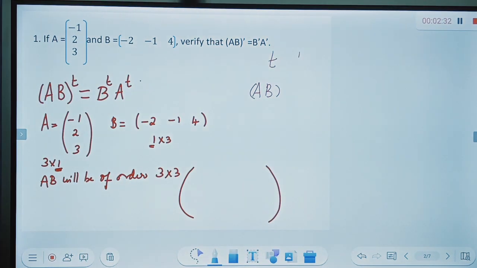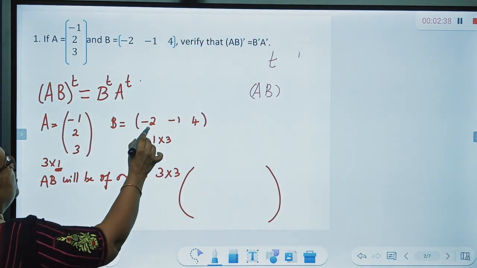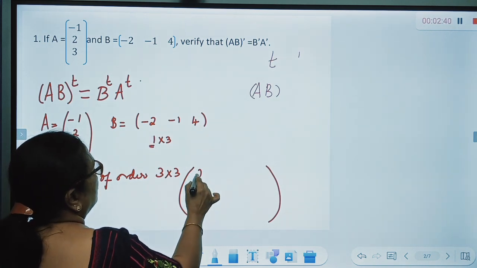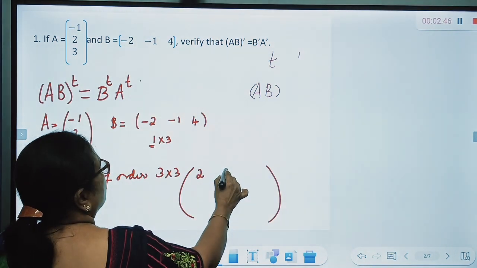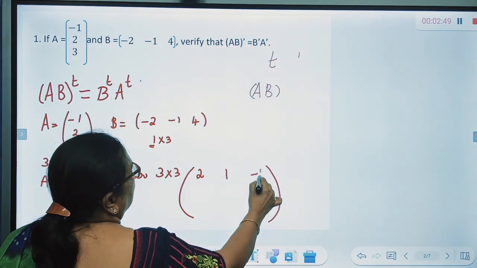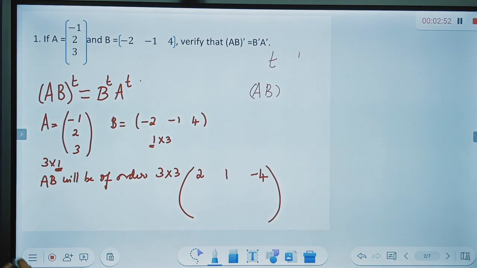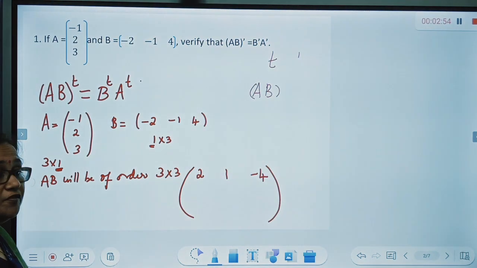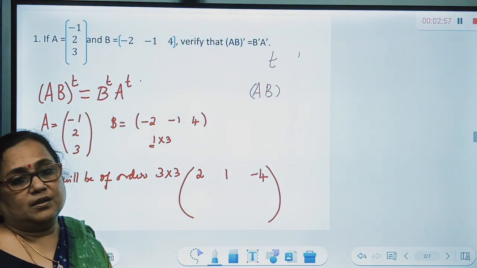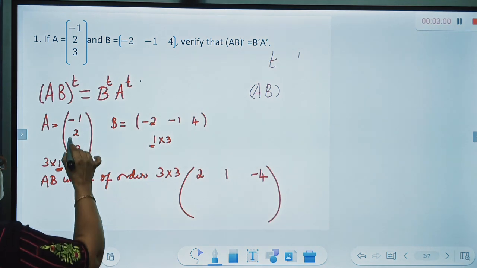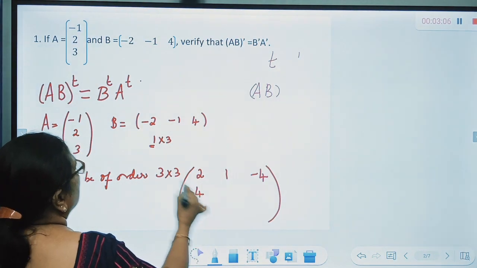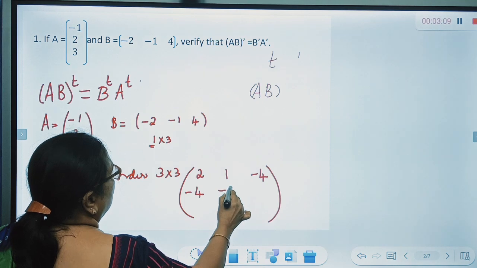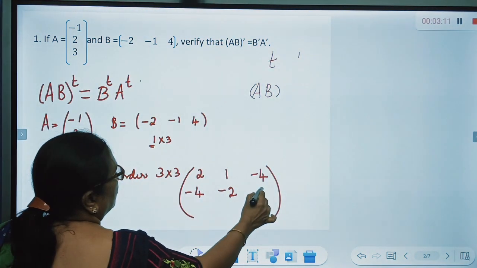What will be the first element? A11. A11 means first row with first column. So -1 into -2 is 2. A12 is first row with second column. So -1 into -1 is 1. -1 into 4 is -4. Second row, what is the position of this element? A21. Second row, first column. So 2 into -2 is -4. Second row, second column: 2 into -1 is -2. 2 into 4 is 8.